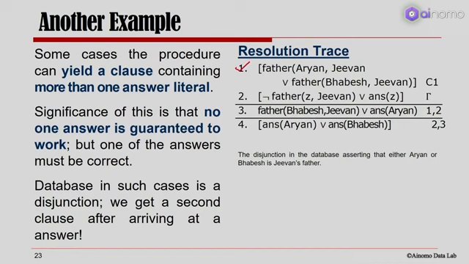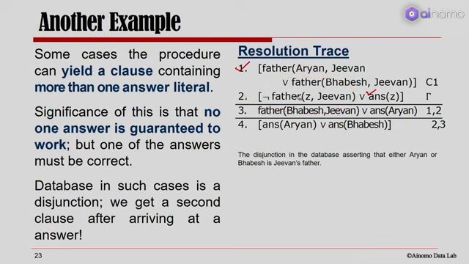So, the database here has a statement saying Aryan is the father of Jivan or Bhavesh is the father of Jivan. Now, if I was looking for an answer to who is Jivan's father, I would have added the negation of the goal, which is not father Z comma Jivan, and as I was doing fill in the blank, I would have added an answer literal saying answer Z.